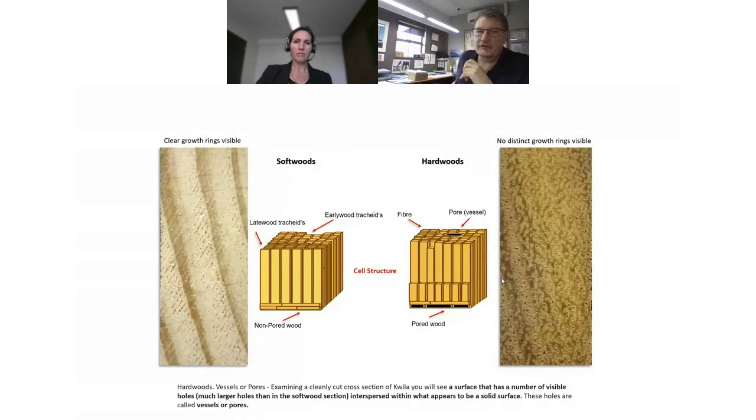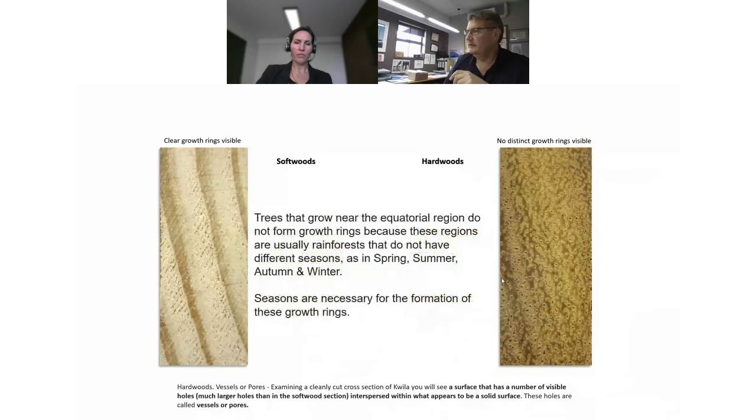But if you look very closely, what you can see is some lines going through here, dark ones and light ones, and dark ones and light ones. But they're not like these ones over here. What these actually are is wet season and dry season. Whereas on the left-hand side with the pine tree, you've got your spring and then your summer, autumn growth in here, and then nothing happens in winter. So there's a little bit of a difference between hardwoods and softwoods with regard to what they look like.